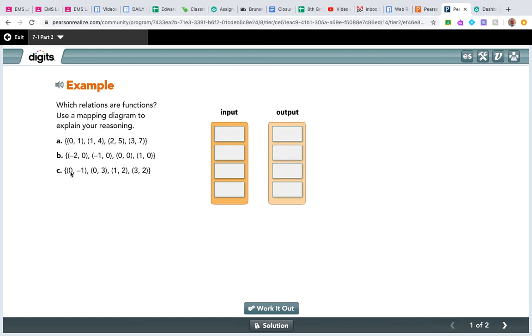Here we have 0 going to -1 and 0 going to 3. I don't even need to look at the rest of it. This is not a function because who do you want this to be? Maybe this 0 is Chloe. Chloe's trying to go to McDonald's and to Burger King at the same time. It is not a function.